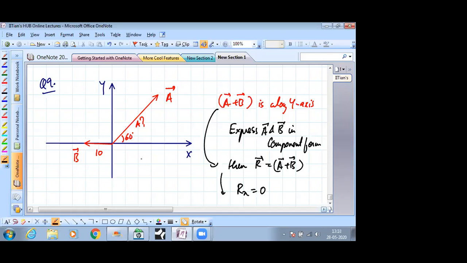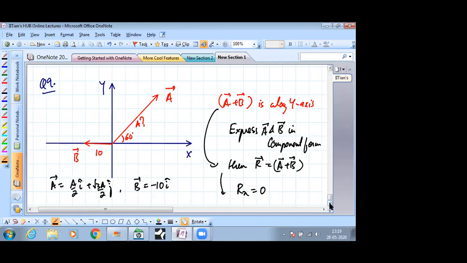Okay, so got this, people? See, vector A in component form will be, yes, correct. A cos 60, which is half, so A by 2 i cap plus A sin 60, that is root 3 A by 2 j cap. And B in component form is minus 10 i cap.